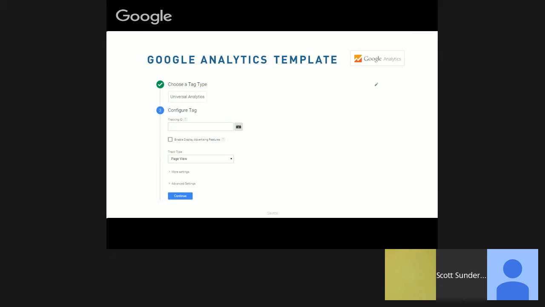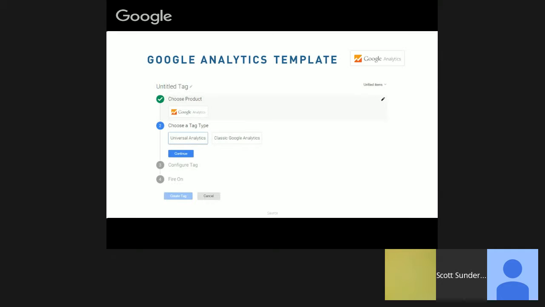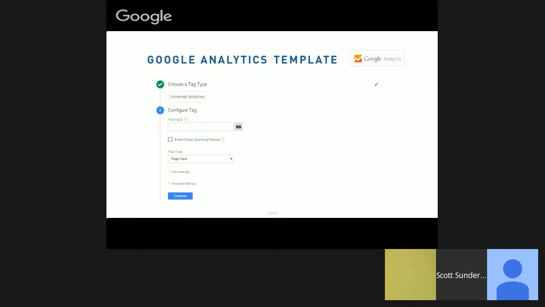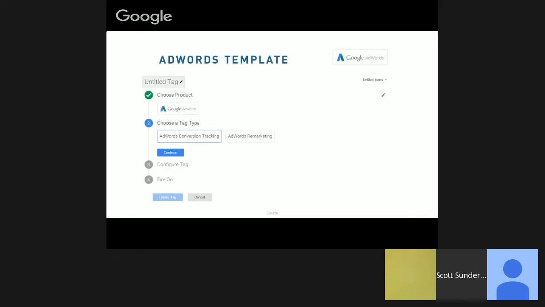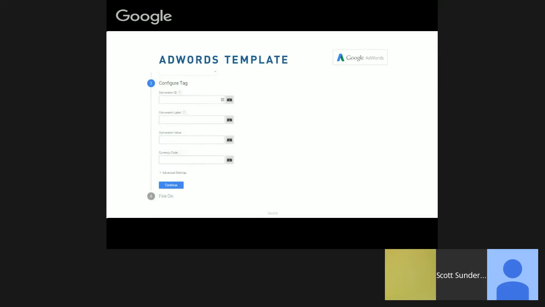So Google Analytics template. You choose Universal in most cases, and then you put in your tracking ID, which will be what James said, your UA and so on. And then you're pretty much right to go. Okay, AdWords conversion tag. This is what it looks like. You could deploy this as a custom HTML, so just basically take this code and paste it into the website. But that's the old way, and it's not a very cool way. Now we've got AdWords templates, which make it really easy. We choose whether it's AdWords conversion tracking or AdWords remarketing, and then we just fill in what the conversion ID and the conversion labels are. So it's really easy.